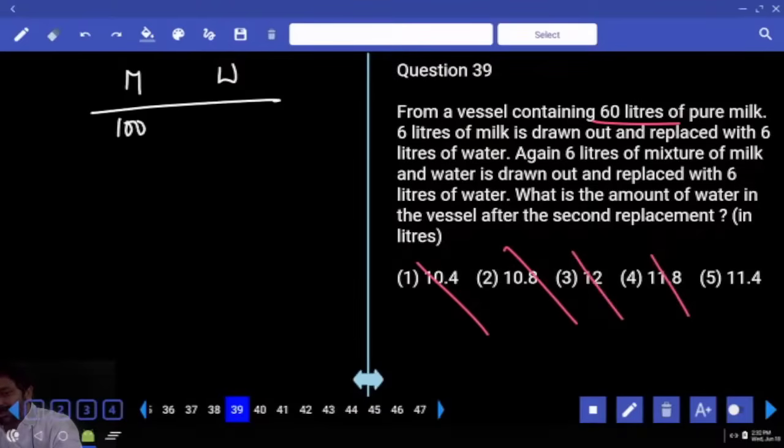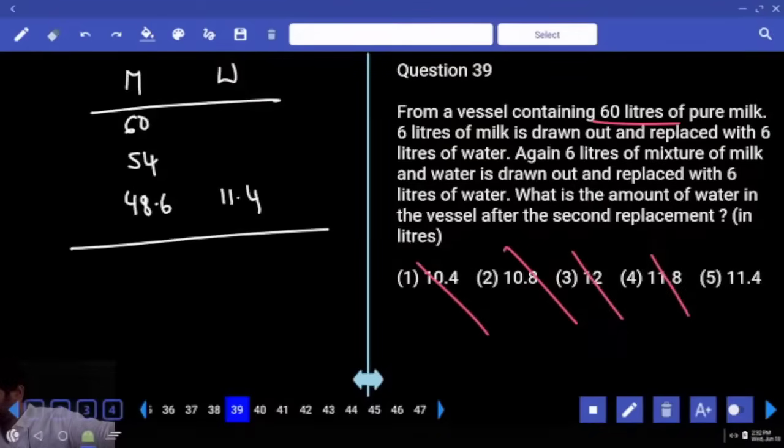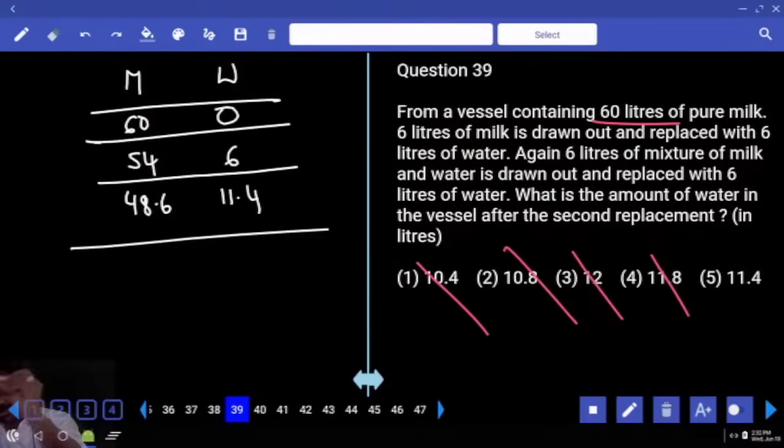Start with initial milk, or you can simply start with 60 liters also, there is no problem. 10% meaning 6 liters. Taken out, 54. Again 10%, 5.4. 5.4 is taken out, 48.6. Remaining 11.4 water. Every time total must be 60. Here also total must be 60. Water is 6. Here also total is 60. Already 60 we have. Water is 0. You understand? Right.